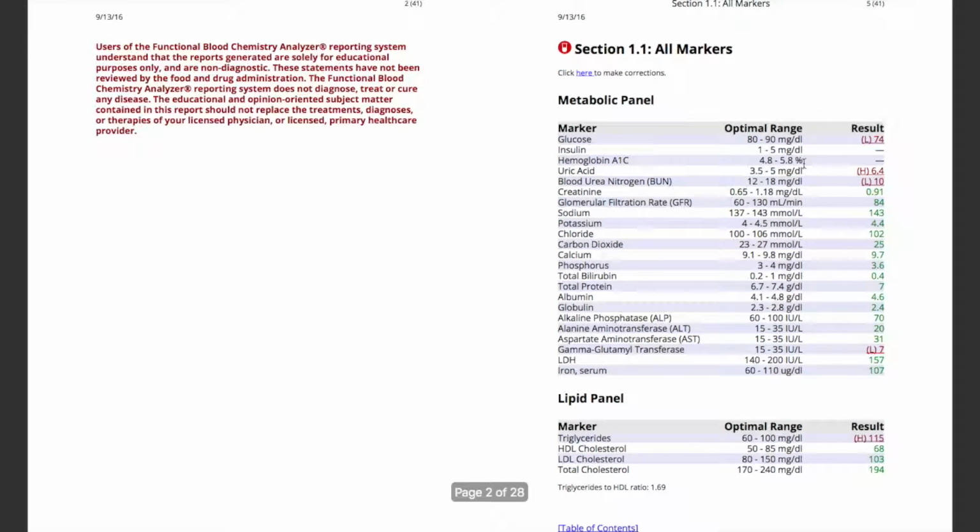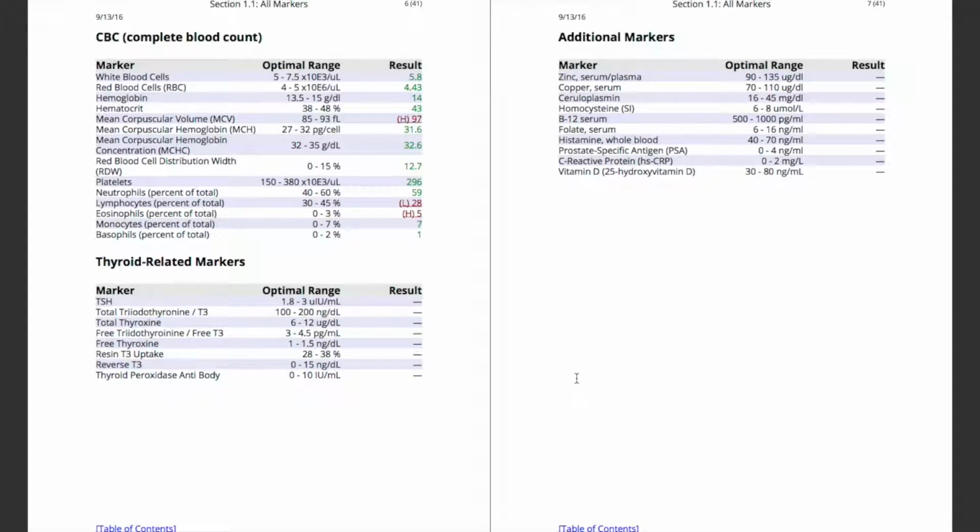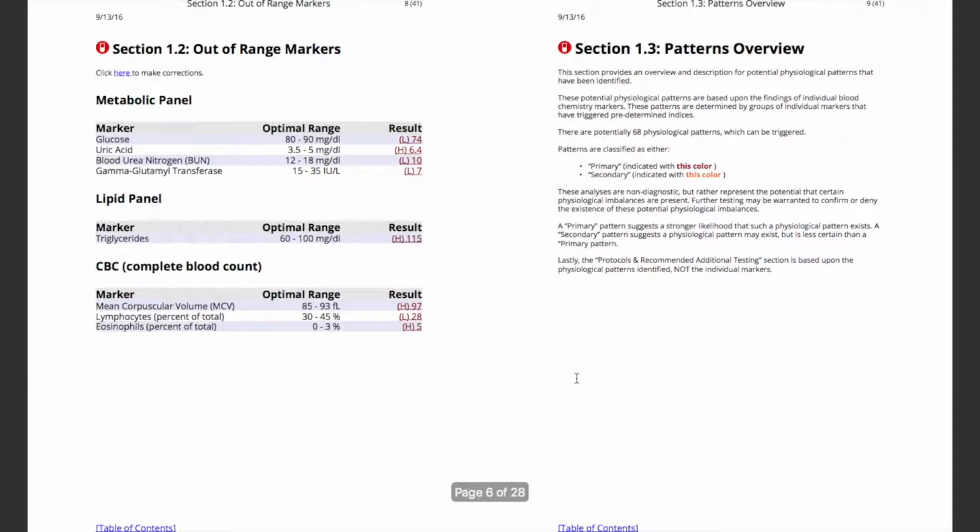And up here we've got some findings on glucose-related, blood sugar-related stuff. So that's really all we're going to hit. I just want to give you a quick gander at the rest of this report. We list out all the out-of-range markers right here in one place. If the thyroid and other stuff was included on the lab, we would have that in this report as well, but it wasn't. Then we have patterns.